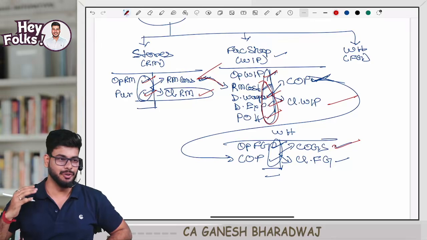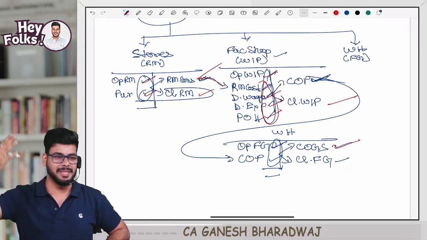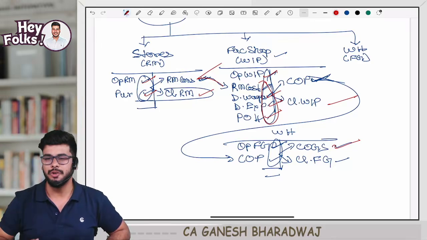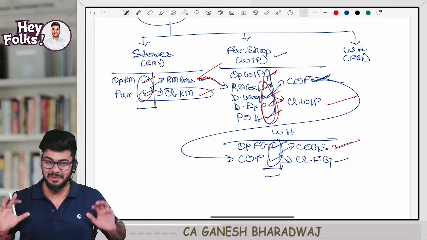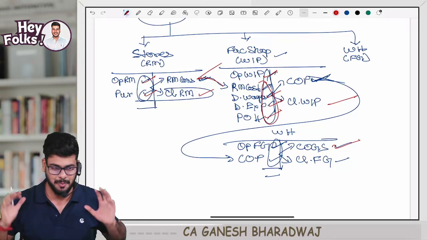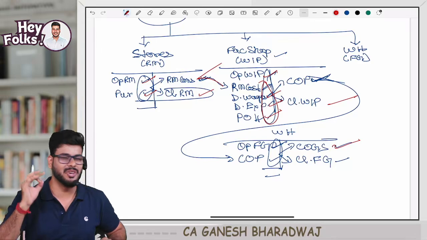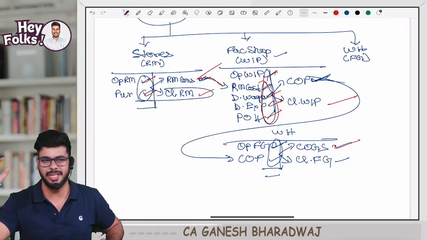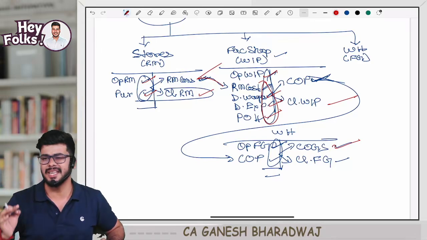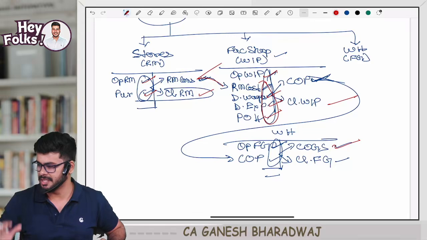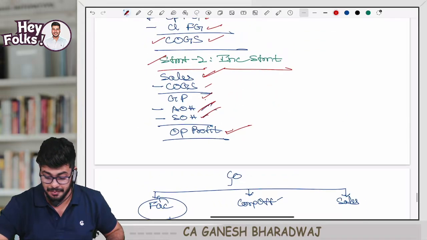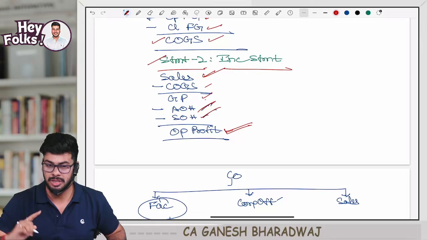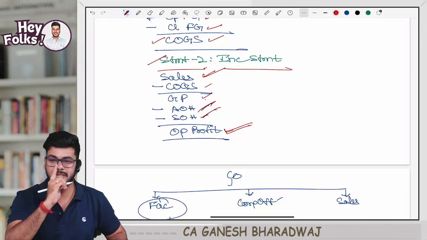Now your second income statement, that's your trading and P&L account. Sales minus COGS gives you gross profit. From there, reduce your AOH, administration overheads, minus SOH, selling and distribution expenses, gives you operating profit. Be very, very clear. What we report in costing is not a net profit, it is operating profit.